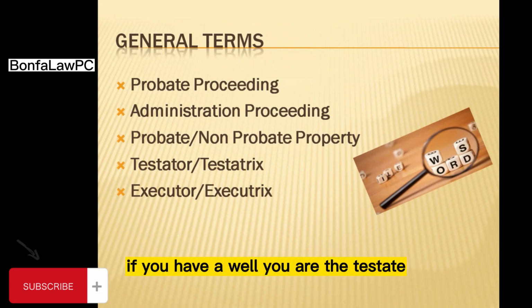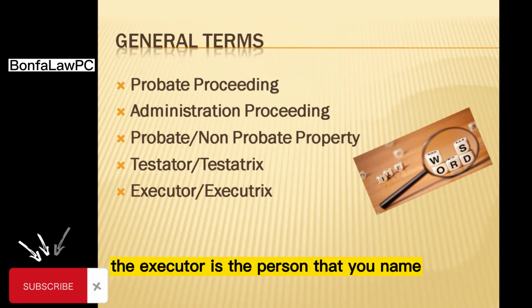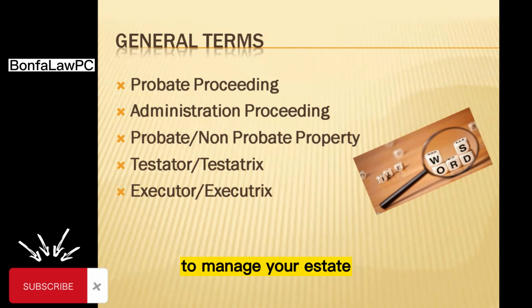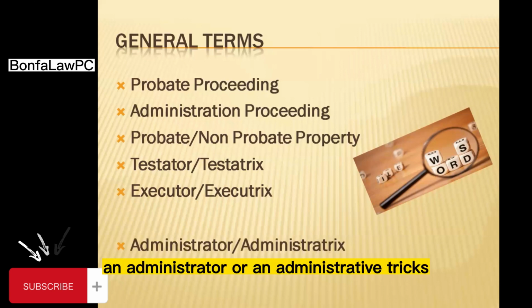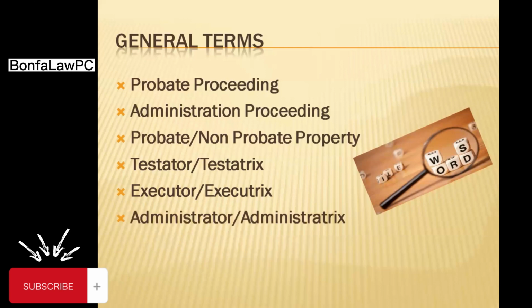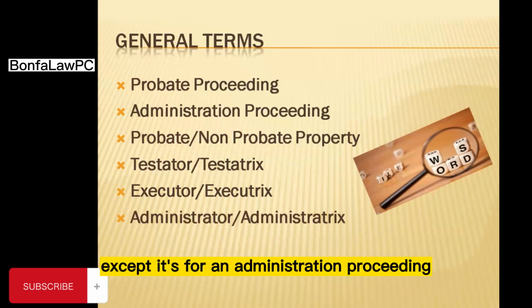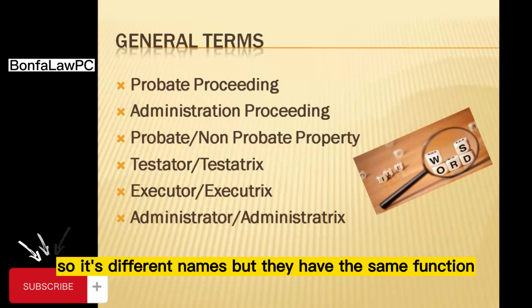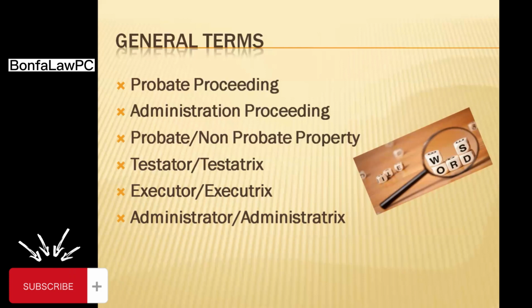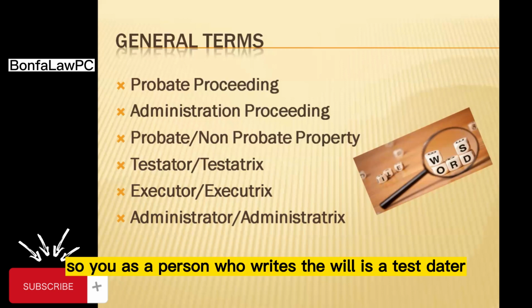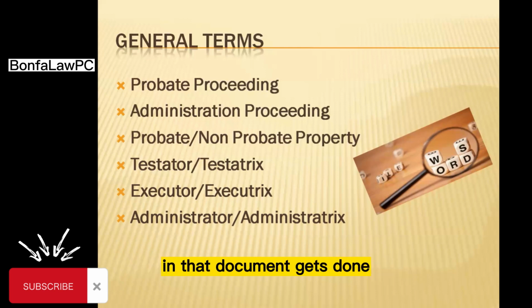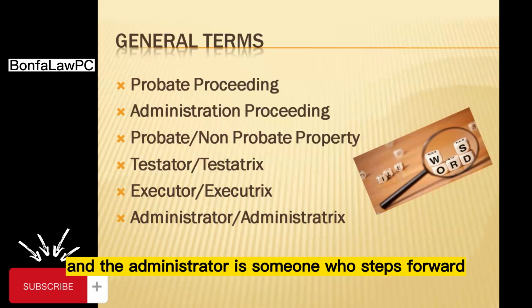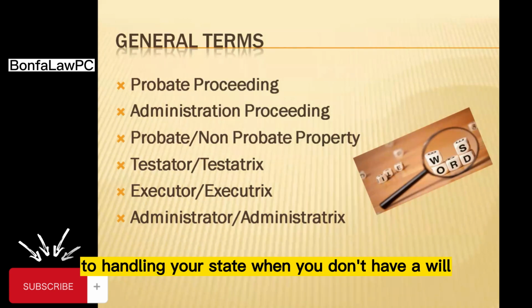If you have a will, you are the testator, testatrix. The executor is the person that you name to manage your estate and file the probate proceeding and do what they have to do. An administrator or an administratrix is the exact same thing as an executor, except it's for an administration proceeding. So it's different names, but they have the same function. You, as the person who writes the will, are a testator. The person who you nominate to manage your will and to make sure what you want to happen in that document gets done is an executor, and the administrator is someone who steps forward to handle your estate when you don't have a will.